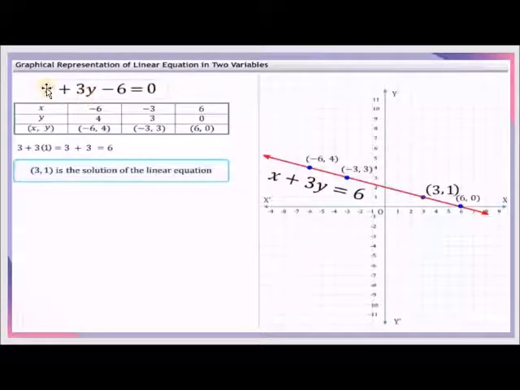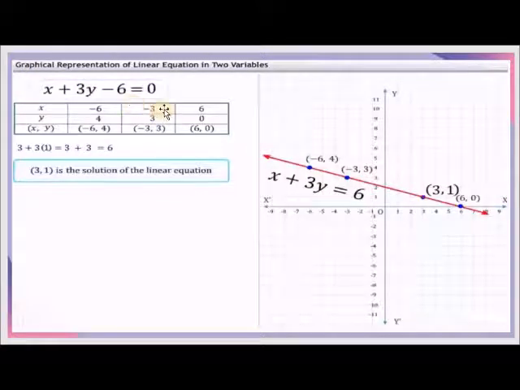So we can take any value of x, and if we put that value in, then accordingly the value of y will come. Similarly, if we take any value of y and put it in this equation, then accordingly the value of x will come. Fine. So we will take x equals -6, and if we solve by taking x equals -6, then the value of y will come as 4. So the ordered pair (-6, 4) is the solution of the given equation.